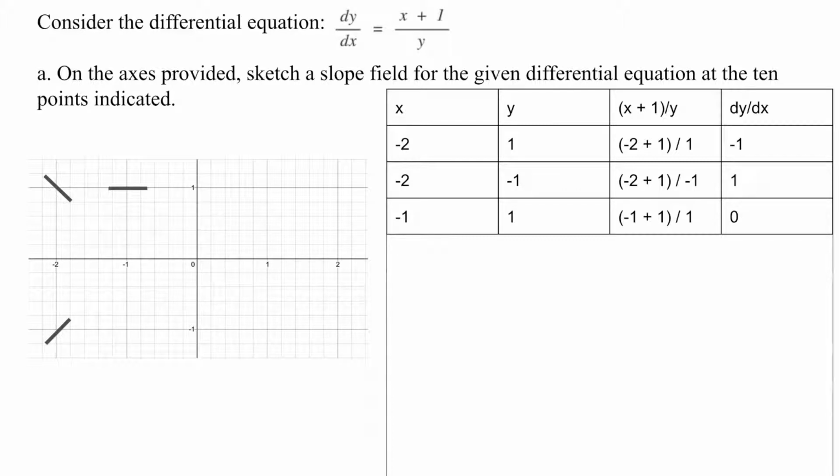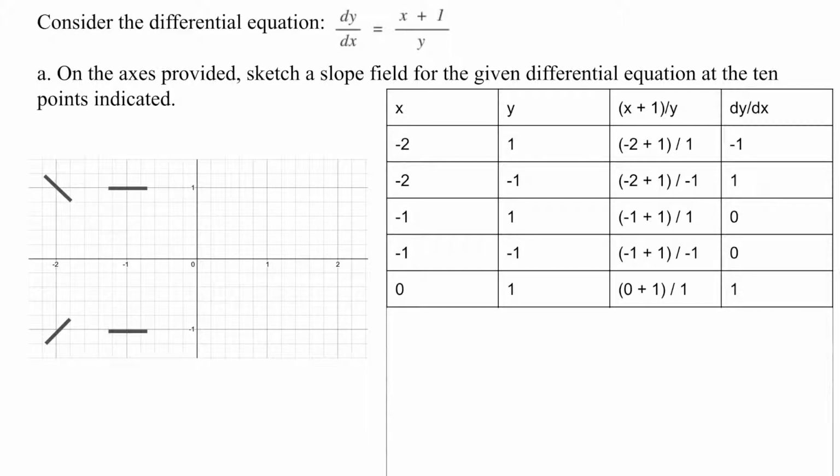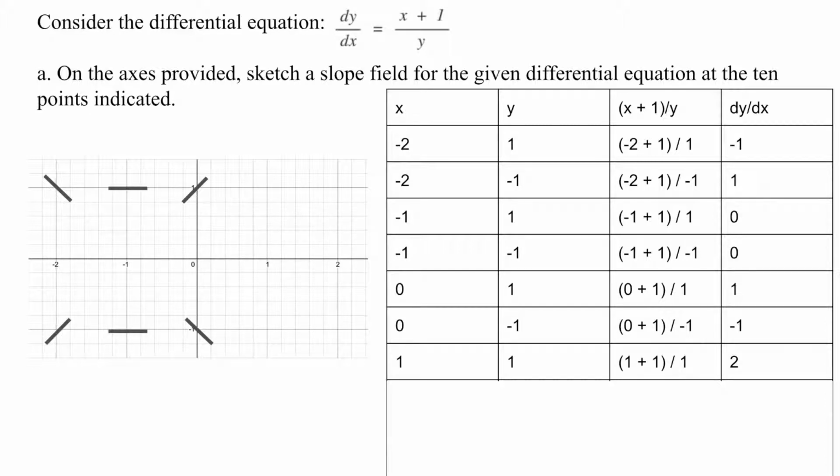And the next point is (-1, -1), and when we plug that in, we get -1 plus 1 over -1, and we get 0. So we're going to draw another horizontal line at that point. And for the next points, we get a slope of 1 for the point (0, 1). For (0, -1), we get -1. For (1, 1), we get 2, and so forth for the rest of the points.